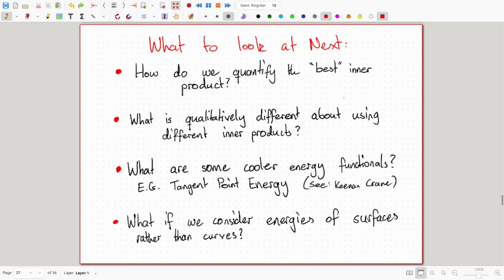And so finally, what if we consider energies of surfaces rather than curves? This really isn't a big generalization at all, but right now we were just considering our energies evaluated along a curve. But what if we had a Dirichlet energy of a surface? So it's measuring the squiggliness of a surface, and then we could run something like a gradient flow for an entire surface rather than a single function. And that's not too hard to generalize to.